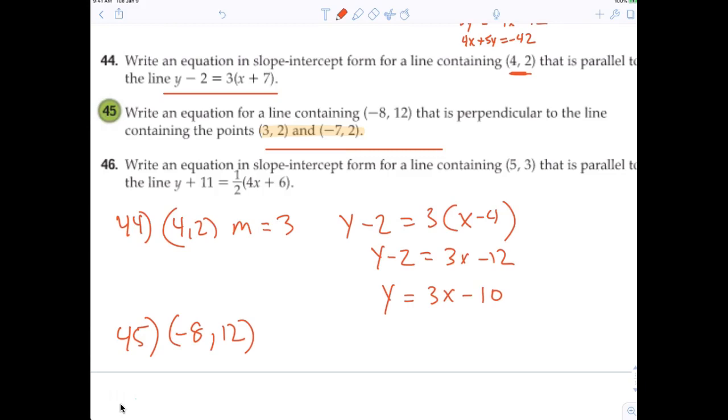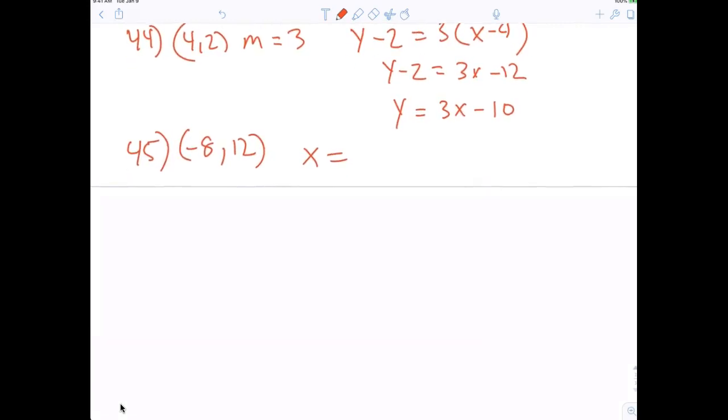All right. So if I'm perpendicular to that, what kind of line is it going to be? It's going to be like x equals. That's right. X equals what, Gavin? What's the x coordinate? That's the answer. X equals -8. Now, you really can't write that in standard form or in slope-intercept form, right? Those are the exceptions to the rule.